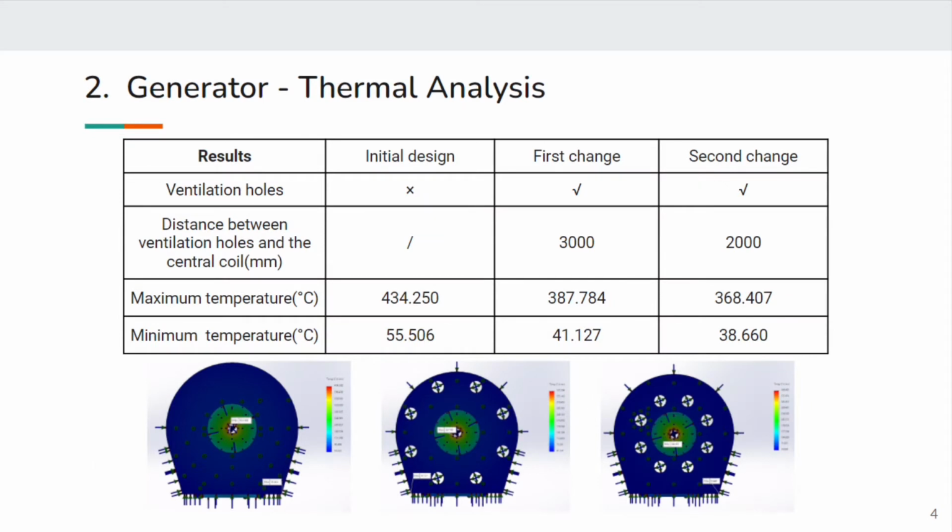Here are the results. We can clearly see the steady-state temperature distribution. The original design has a high temperature on the inside coil, so we add 8 ventilation holes near the central coil. The heat dissipation is very obvious. The maximum temperature has dropped, but it still seems very high, so we try to put the holes closer to the center. It turns out that the closer the holes are to the center coil, the better the heat dissipation results are.